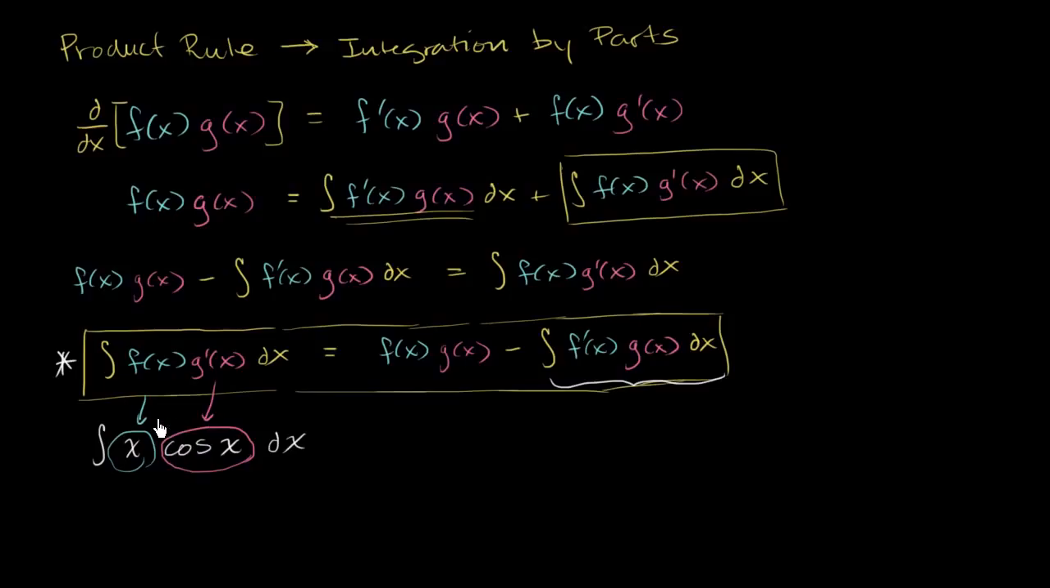If we did it the other way around, if we said f of x to be cosine of x, then we're taking its derivative here. That's not that much more complicated. But if we said g prime of x equals x, and then we had to take its antiderivative, we get x squared over 2, that is more complicated. So let me make it clear over here. We are assigning f of x to be equal to x. And that means that the derivative of f is going to be equal to 1. We are assigning g prime of x to be equal to cosine of x, which means g of x is equal to sine of x, the antiderivative of cosine of x.